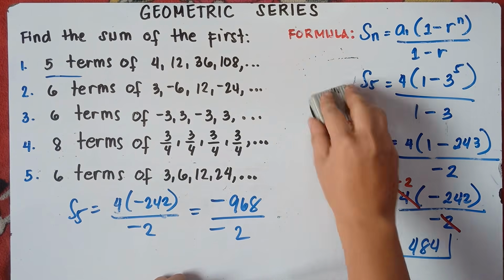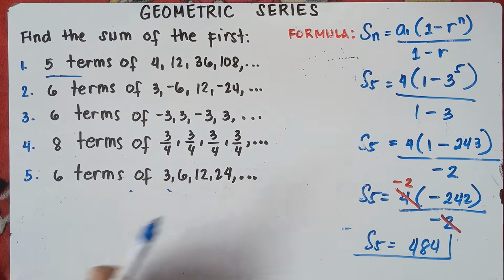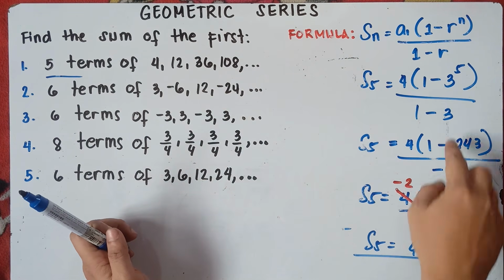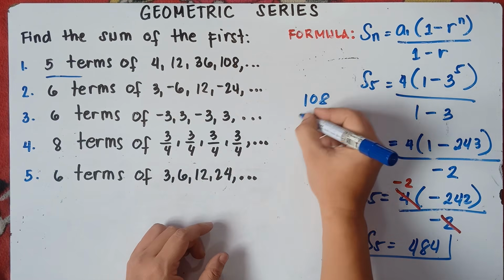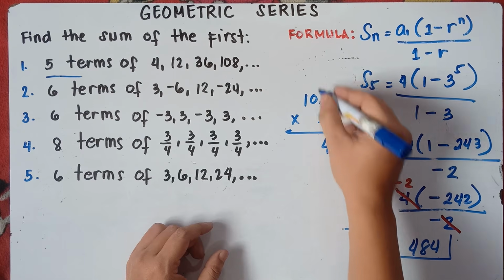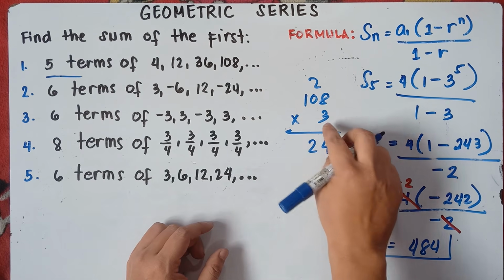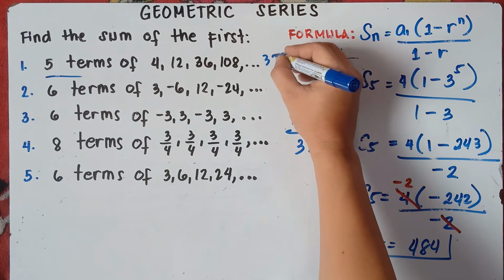Okay, so let's answer this one, class, manually. Let's check if we get the same answer. So we're still lacking one more term, and our common ratio is 3. We checked that a while ago. So multiply 108 by 3. So 8 times 3 is 24. 4 carry 2. 3 times 0 is 0 plus 2 is 2. 3 times 1 is 3. So 324 will be the next term.